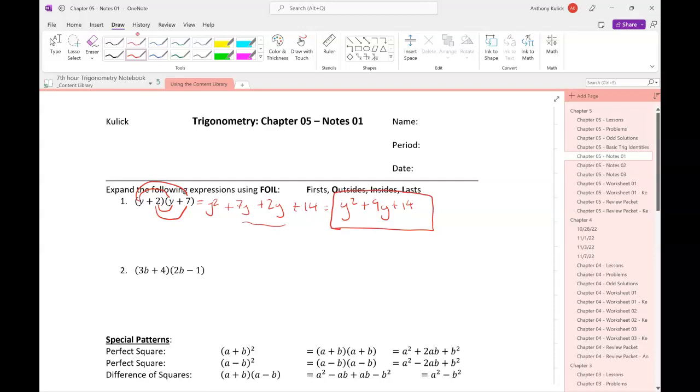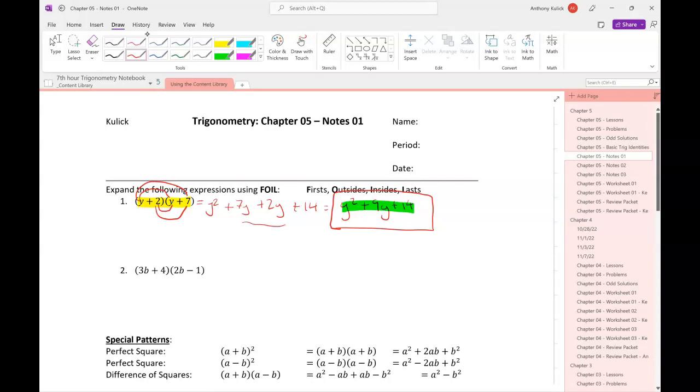So what does foiling allow us to do? We've changed from a multiplication problem into an addition problem, right? Instead of having two things that were multiplied together, we now have three things that are being added together. Why don't you take a minute and try to FOIL the next one? We'll give you approximately 1 minute to do that, and then we'll go through it together.